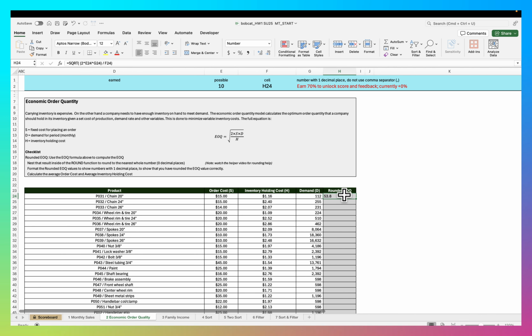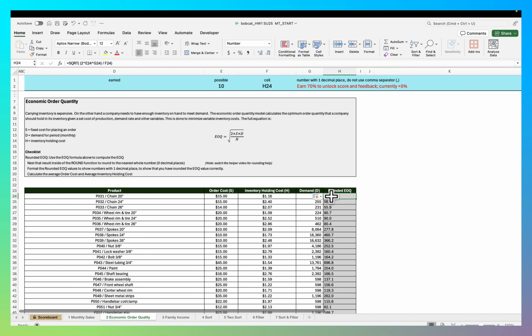All right, now this is the wrong answer. And in fact, we know that, right? Because I didn't get any points. But even if I copy this formula down, you'll see I still don't get any points. I know I've done something wrong. And the question is what? And what it says here is that you're supposed to round to the nearest whole number with zero decimal places using the round function, right?